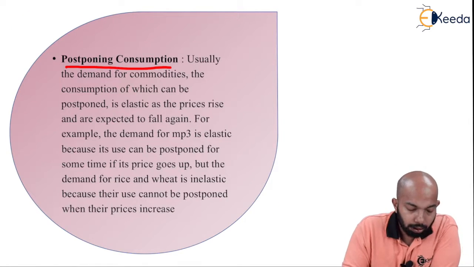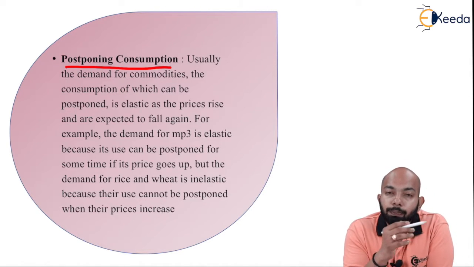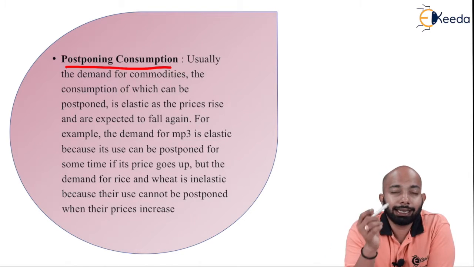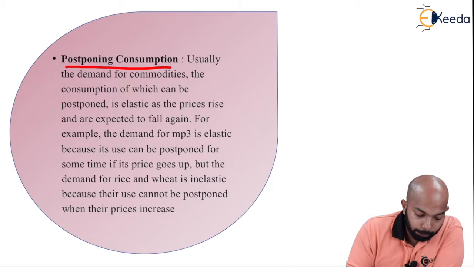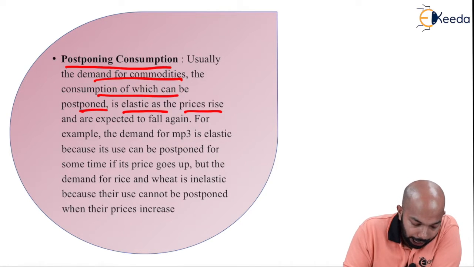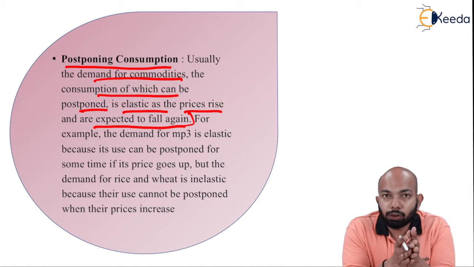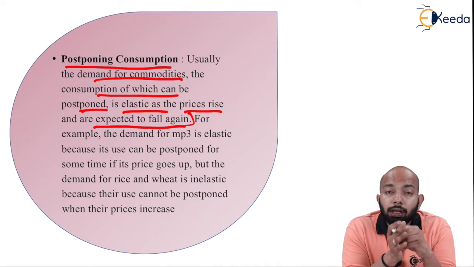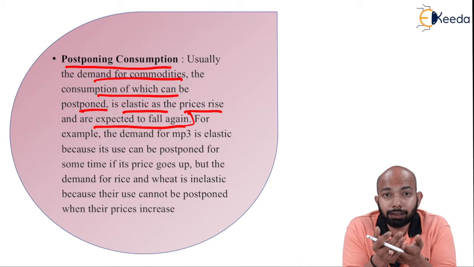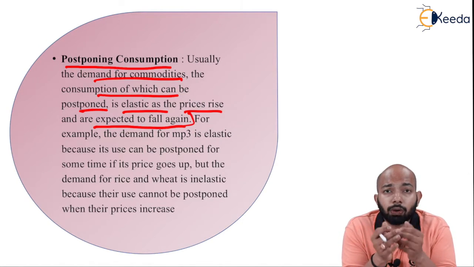Postponing consumption. Usually it depends on whether I have to buy this good at this date or not. If I can get through this month without using this good, I can still postpone it, and hence it will affect the demand. Usually the demand for commodities, the consumption of which can be postponed, is elastic as the price rises and is expected to fall again. So if I need this product this month, but it is fine if I don't use it next month, because the month after will give me the same product at a lower price, then I can postpone it.